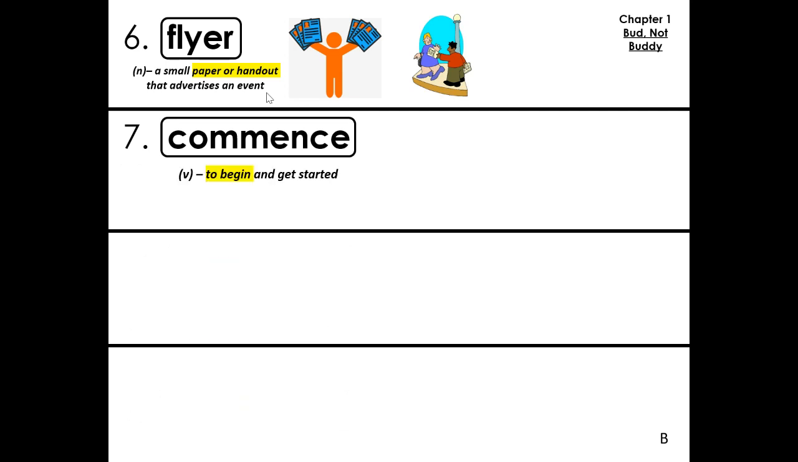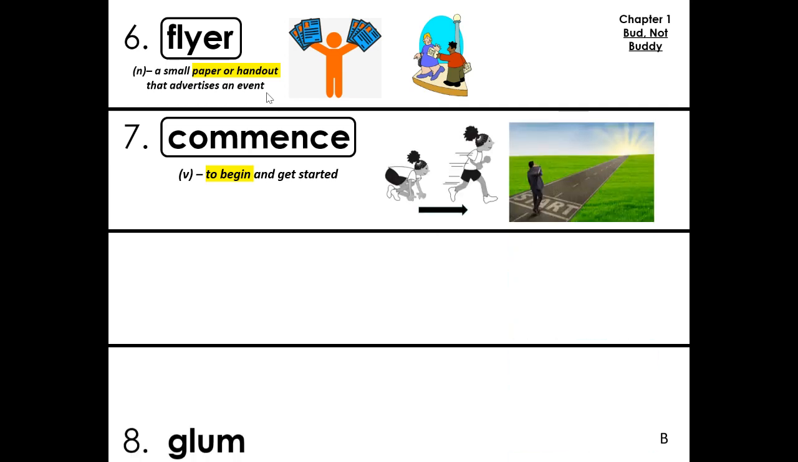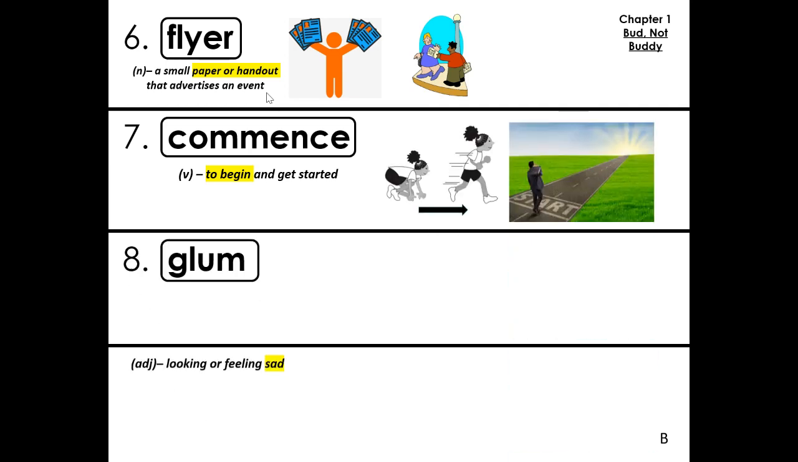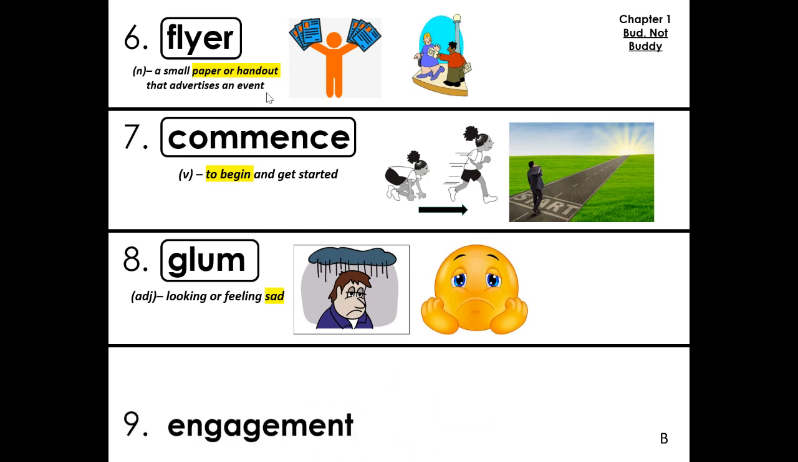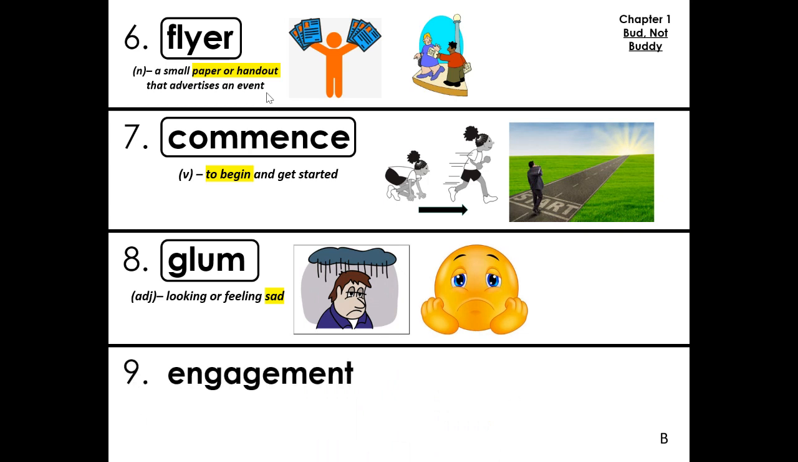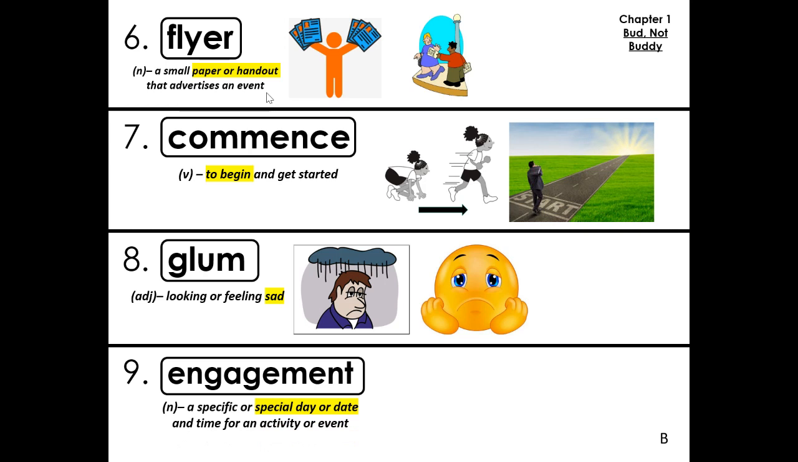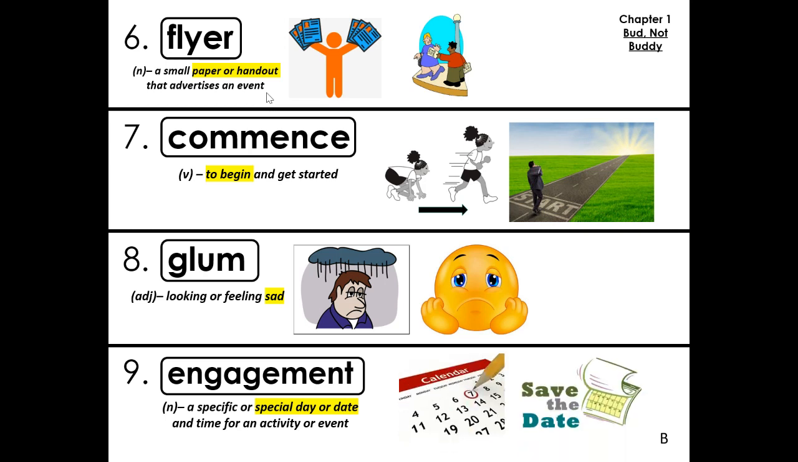It's a verb. It means to begin and get started. Number 8, glum, and it's an adjective. It describes someone looking or feeling sad. And number 9 is engagement. It's a noun, a specific or special day or date and time for an activity or event.